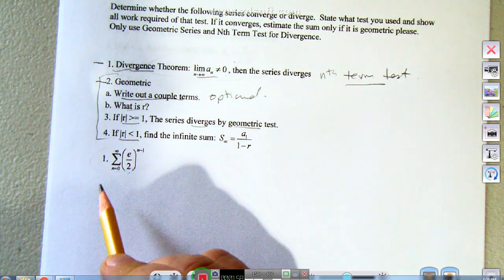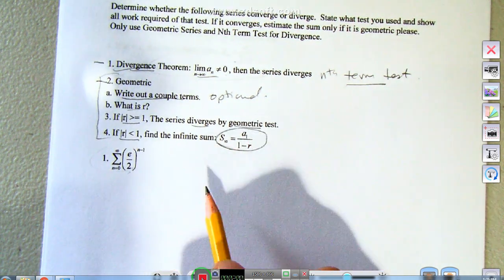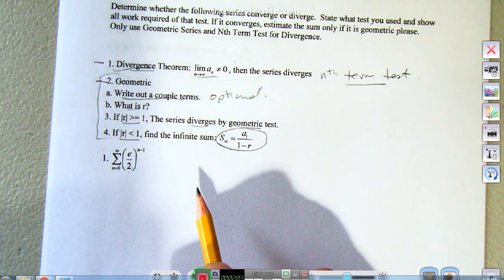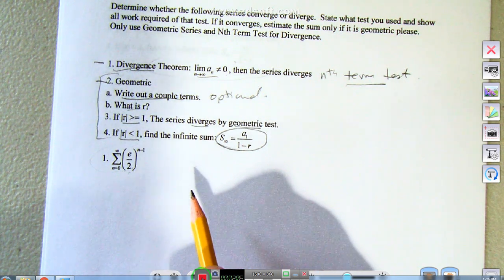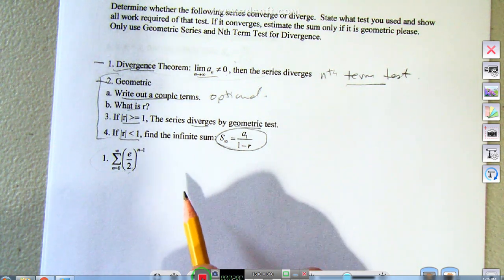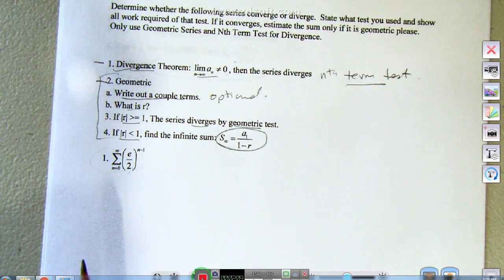If the common ratio is less than 1, you just want to find this sum right here using the infinite geometric series formula that you learned back last year in pre-calculus, and then just write down "converges by geometric test" and you're all set. So that's just setting up for these problems.